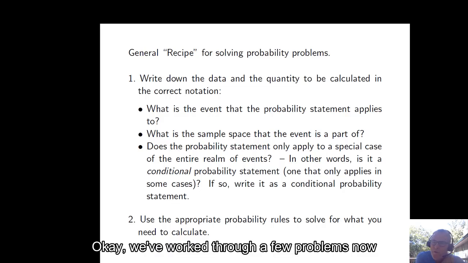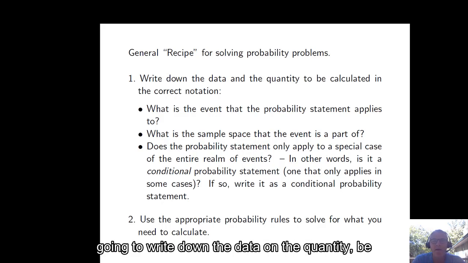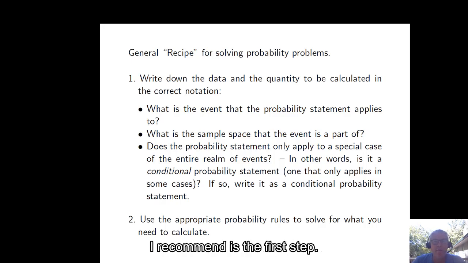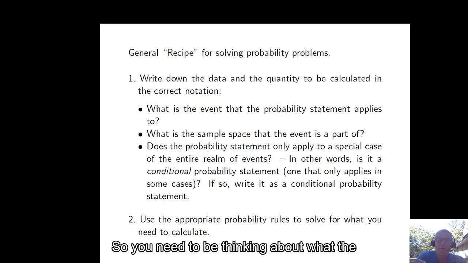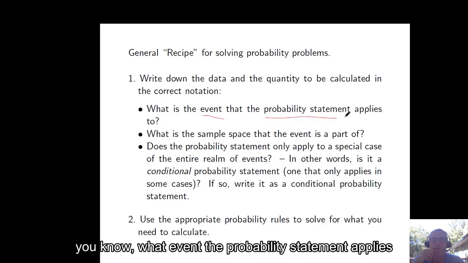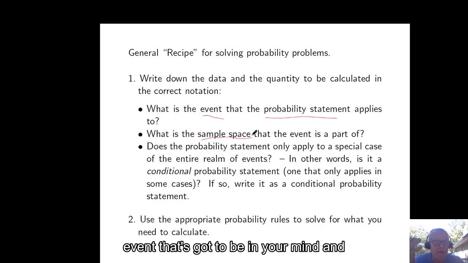Okay, we've worked through a few problems now, and so just to emphasize the general recipe that we're using for solving these problems, you're going to write down the data and the quantity to be calculated in the correct notation. At least that's what I recommend as the first step. So you need to be thinking about what the event is you're being asked about, what event the probability statement applies to, what's the sample space of that event. That's got to be in your mind.